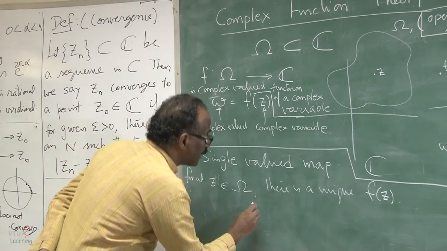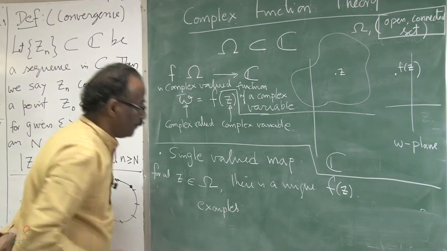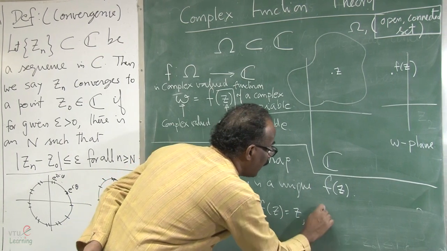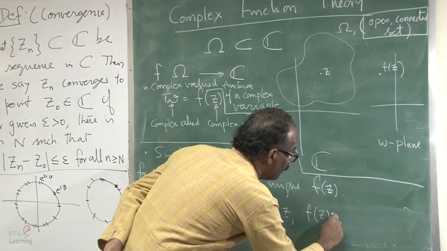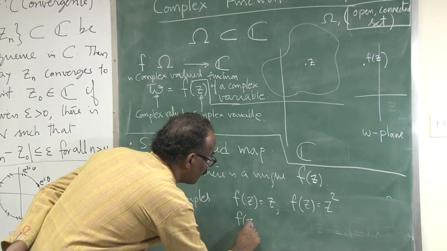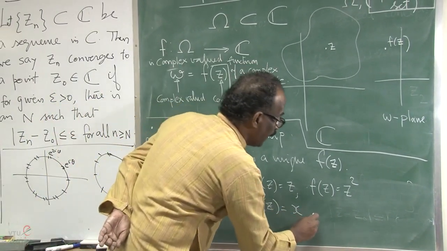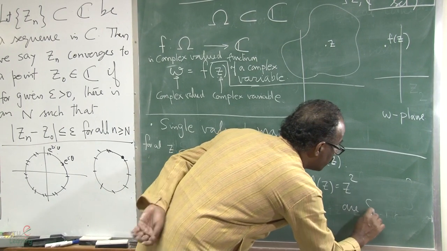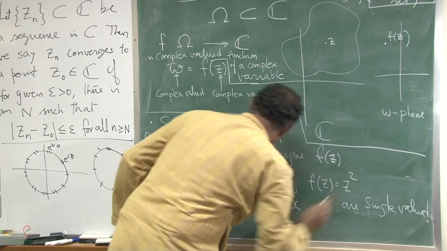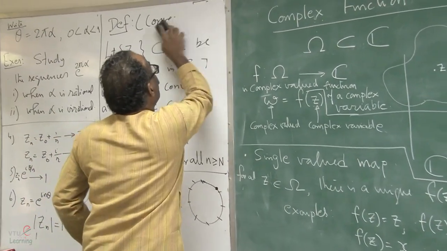What are the examples in this case? Examples: f(z) equal to z is a complex valued map. f(z) is equal to z square. And f(z) is equal to x itself, where z is equal to x plus iy, and all are single valued.